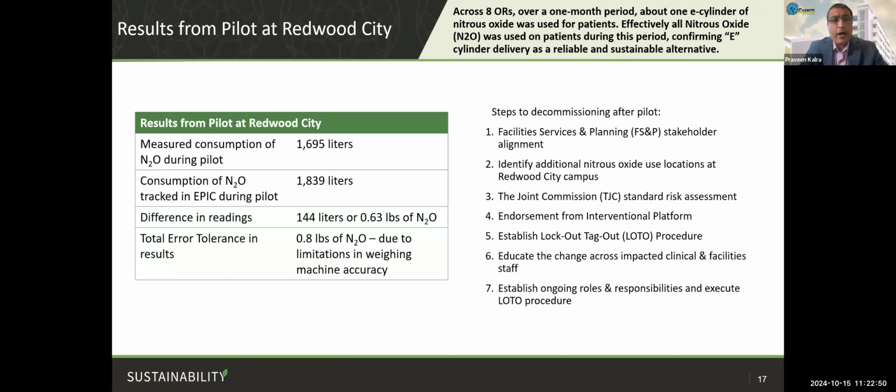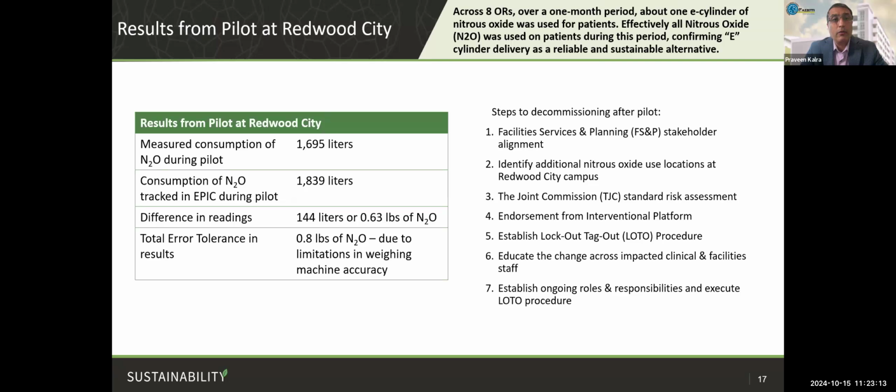And over a 1 month period, we decided to conduct this pilot. Before we started the pilot, we sent multiple reminders and educational materials to our healthcare providers and to our anesthesia technicians, to make sure there is buy-in from all the stakeholders. What we did was we decided to disconnect our pipelines from the wall outlets.